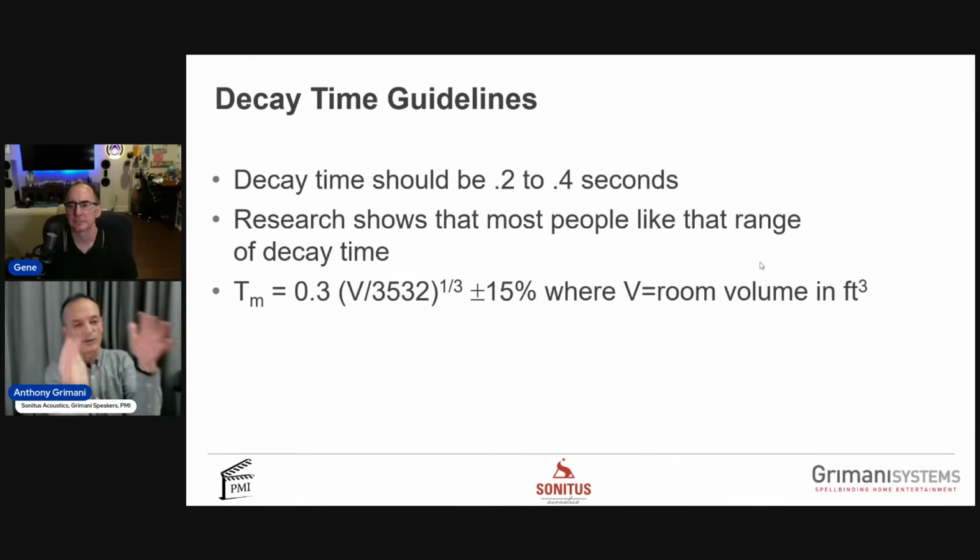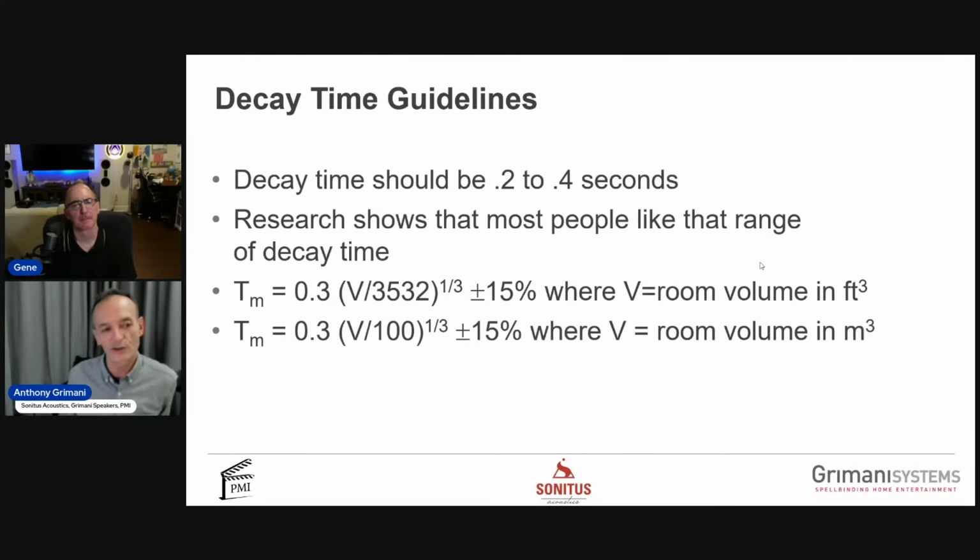Most people like rooms if they're about this size, they like this decay time, and they came up with an equation that tells you, either in the imperial side of things or in the metric side of things, what your target is. So if you have a room that's around 3,500 cubic feet, the target should be about 0.3 seconds. If it's 100 cubic meters, 0.3 seconds.